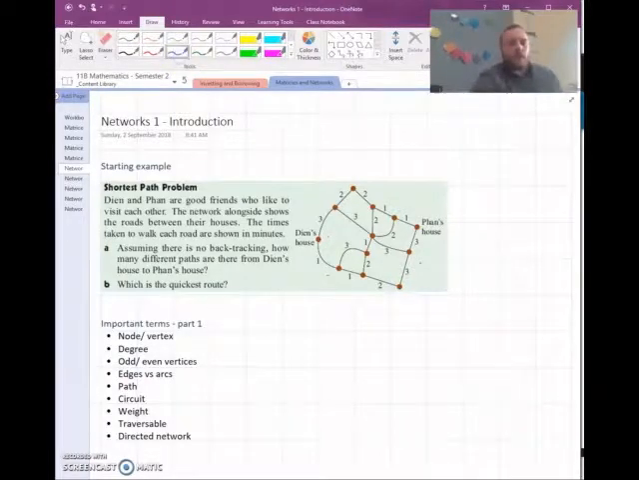And that just brings me to the last point, just back up here, edges and arcs. So I just said an edge is connecting two vertices together. If it is a one-way network, if it's a directed network, we call it an arc. So we don't call it an edge, we call it an arc if it's a directed network.